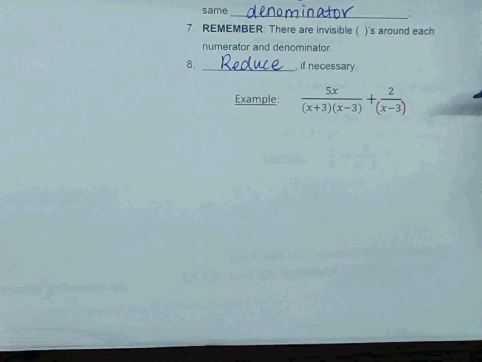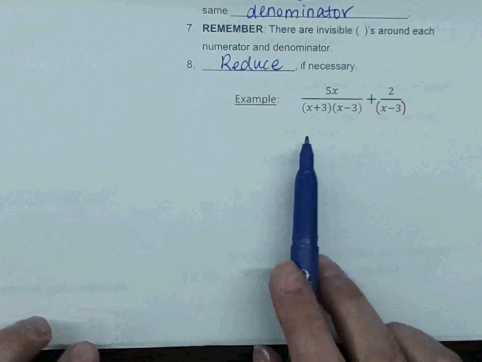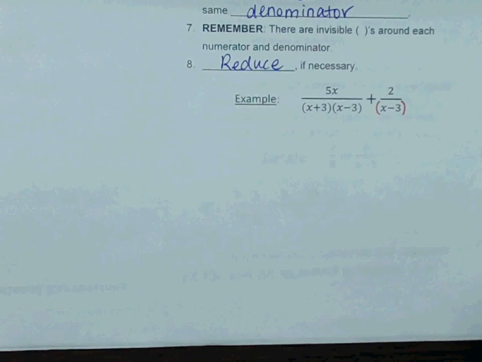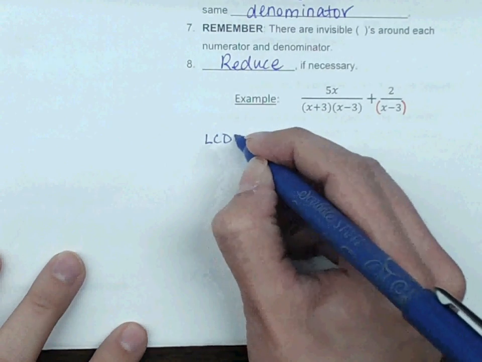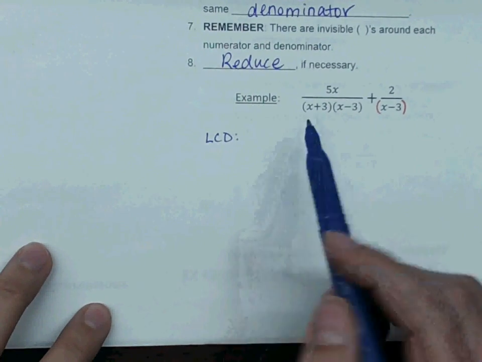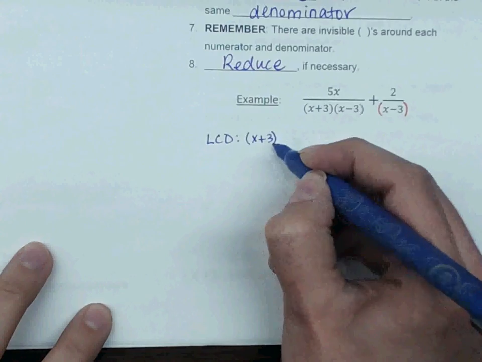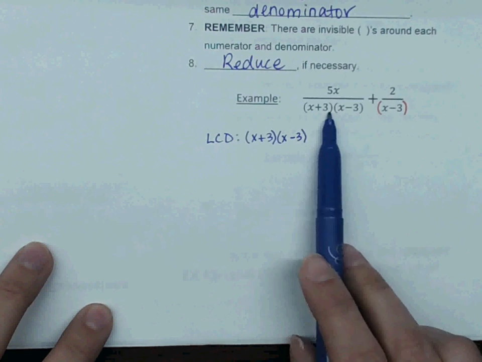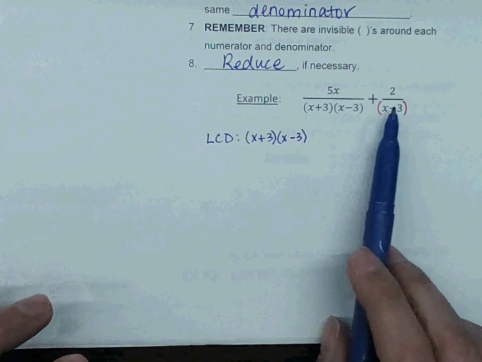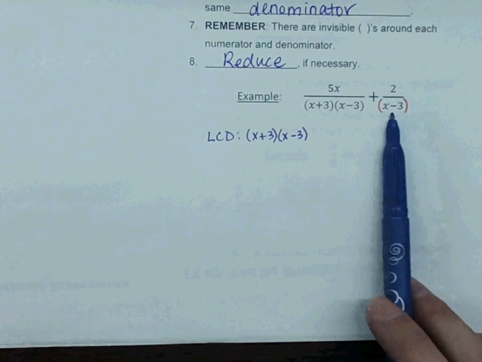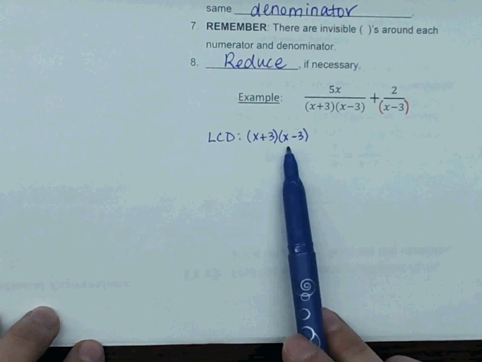So if you look at this, the denominators are not the same. This one has an x plus 3 and an x minus 3. This one just has an x minus 3. So what we do is we find an LCD, least common denominator. And that least common denominator is going to be basically including everything. So here I have an x plus 3. Here I have an x minus 3. So that's got to be part of all of it, right? Because I can't just say x plus 3 because then it wouldn't include the x minus 3 that's needed. Now this one has an x minus 3, but I don't have to write it again because it's already there.